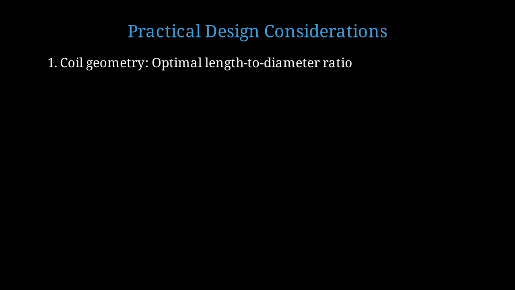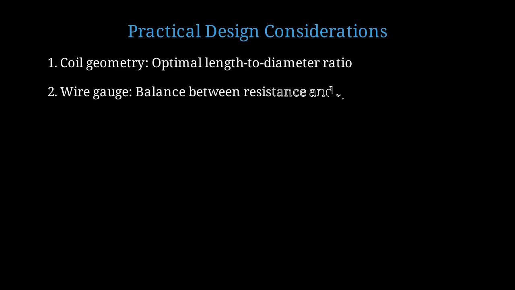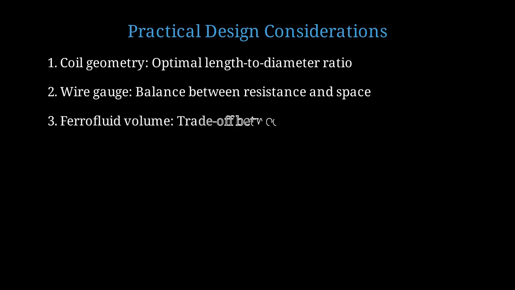Let's discuss some practical design considerations for ferrofluidic energy harvesters. First, coil geometry matters significantly. There's an optimal length to diameter ratio that maximizes flux linkage while minimizing resistance. Second, wire gauge selection requires balancing electrical resistance against the number of turns we can fit in available space. Third, ferrofluid volume represents a trade-off. Larger volumes provide stronger magnetic fields but increase inertia, potentially reducing responsiveness.